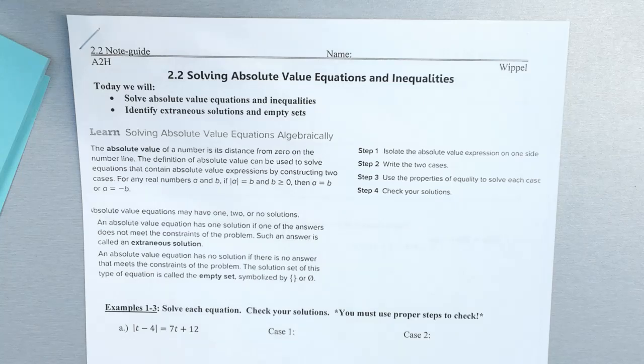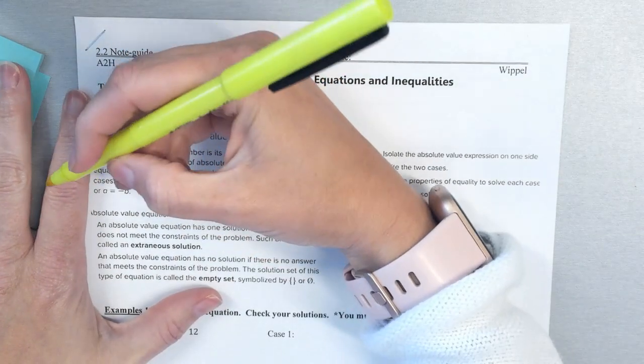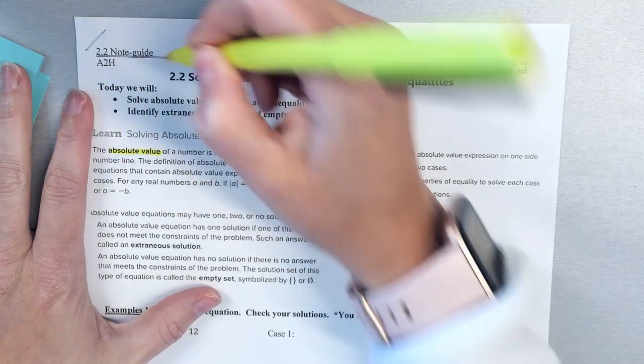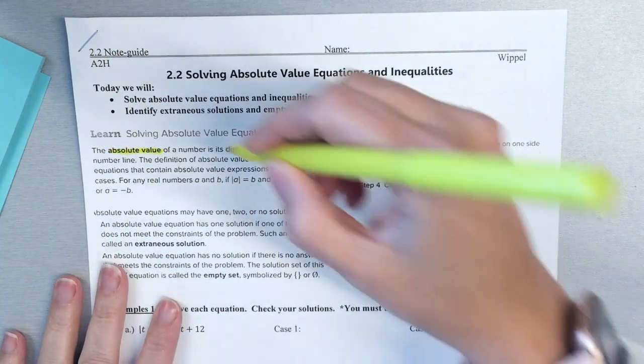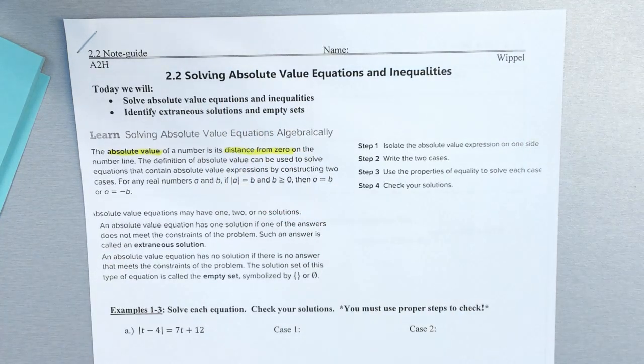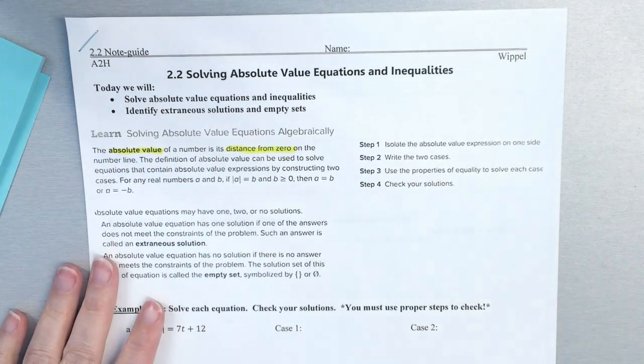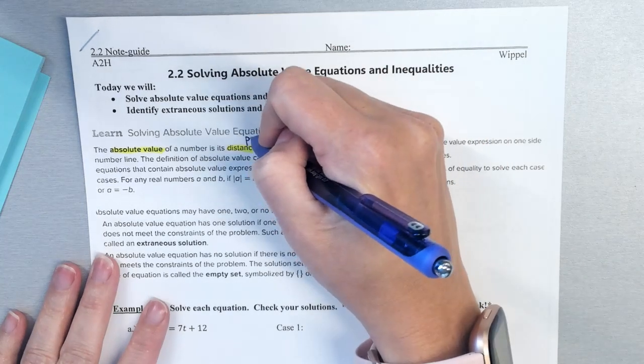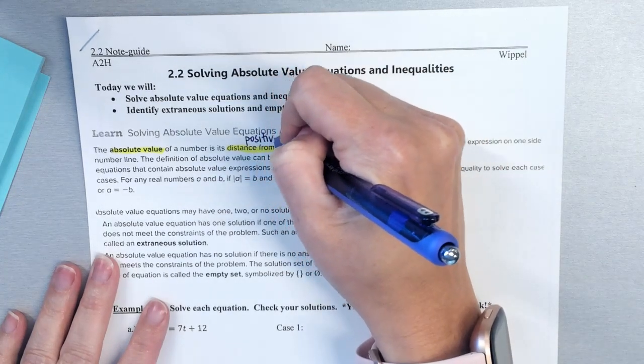All right, so we are solving absolute value equations today. Tomorrow we'll do the inequalities. And when you're solving absolute value equations with algebra, it's important to understand that the absolute value of a number is the distance from zero. That is why when you take the absolute value of something, it is positive.